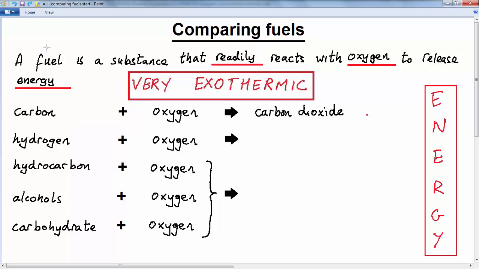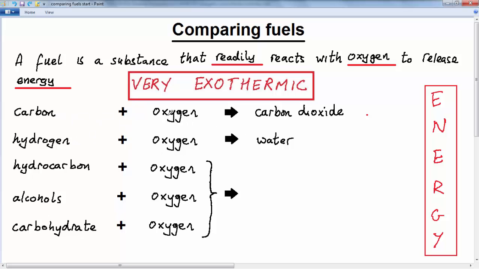Now we're referring here to the complete combustion of the fuel, and particularly in the case of carbon and hydrocarbons, alcohols, carbohydrates. So we're referring to what happens when there's an ample supply of oxygen. I'm not going to be looking at the incomplete combustion of the fuels in this lesson, but this will be covered in a later lesson. The carbon burns in oxygen to produce carbon dioxide, and then hydrogen will react with oxygen to produce water. Water is the oxide of hydrogen.